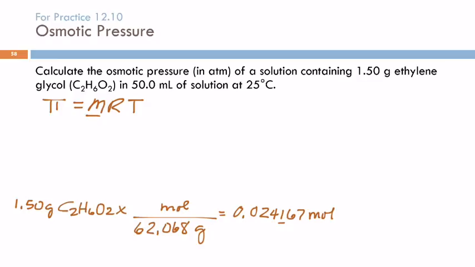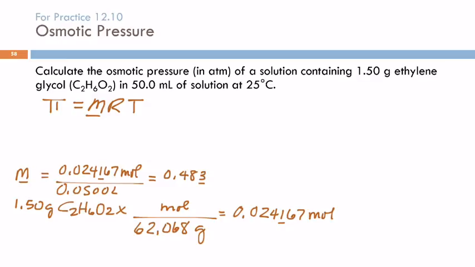So then, where should I write that up here? The molarity is the moles of solute, which we just calculated, divided by the liters of solution. They gave it to us in milliliters, but we should be good at converting milliliters and liters now. So that's going to be 0.0500 liters. So this molarity is 0.48334 moles over liters.